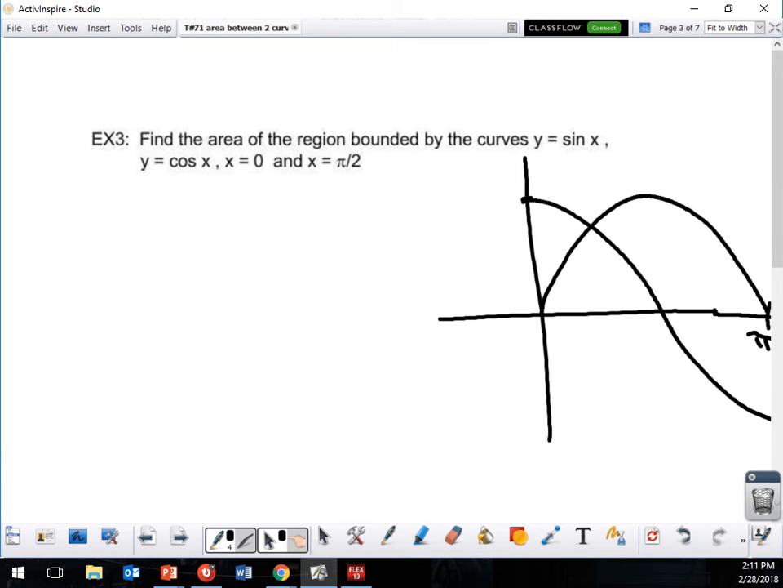What the heck? That looks trash. This one right here should be pi over 2. It's bounded, and it gives some other values here. So this is important. X equals 0 is this, and pi over 2, right? So that means that it's going to be bounded right here also.